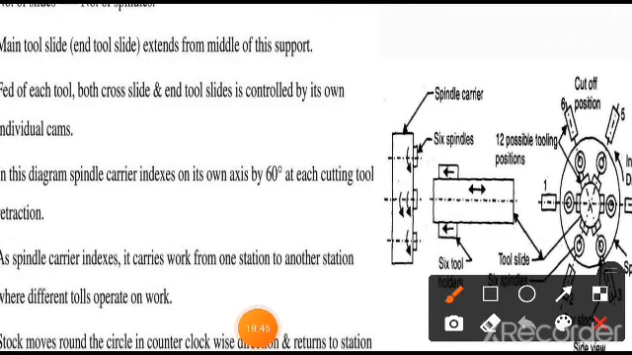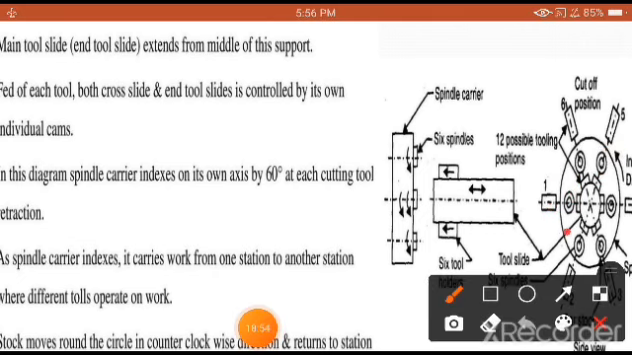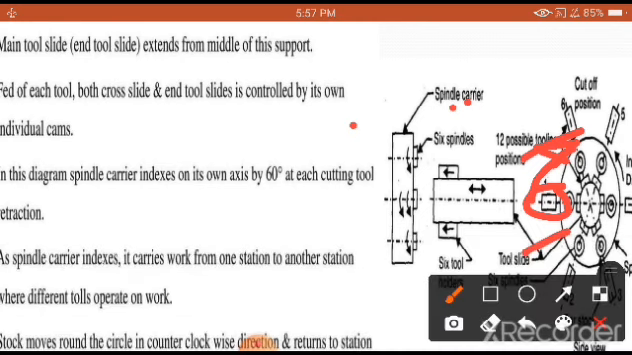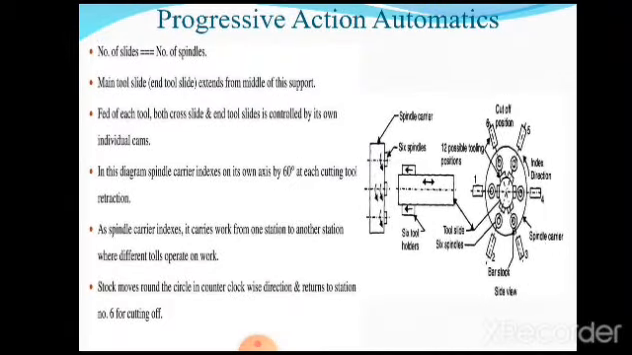See, the workpiece is made to index. This is the spindle carrier which you see here. This is made to index and it will go to the next station, station by station like that. So totally around six different operations can be done.